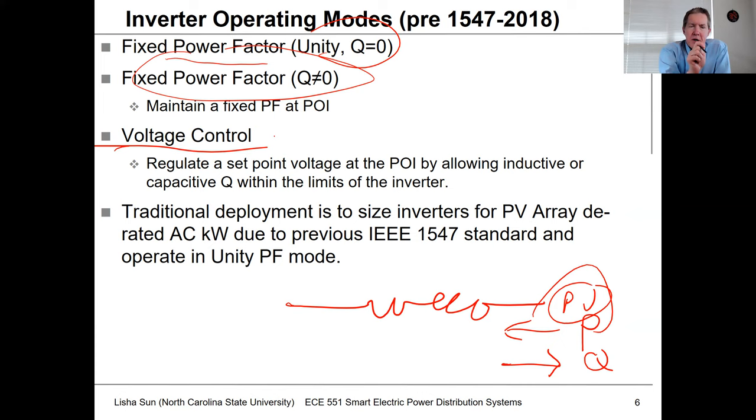There have been some cases pre-2018 where a PV plant would be involved in voltage control. It would have a set point voltage that it would compensate for by adjusting the reactive power, just like a regular synchronous generator would. But that in the past would have required a special arrangement with the utility. So a lot of times in the past, these have been designed just to be unity power factor injection points.